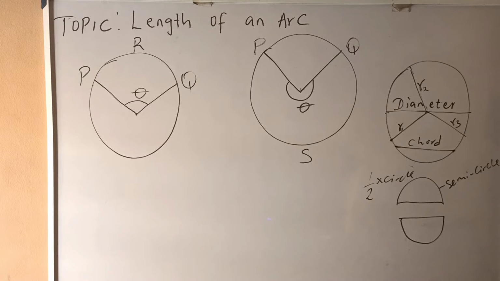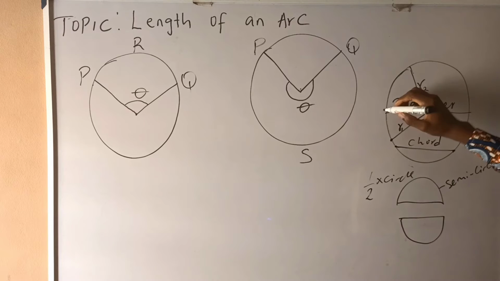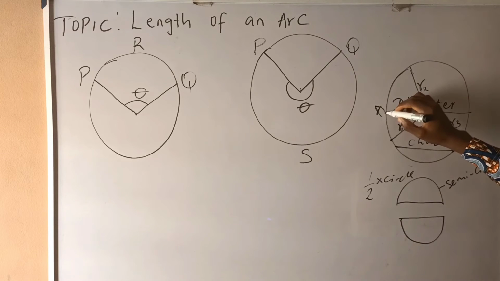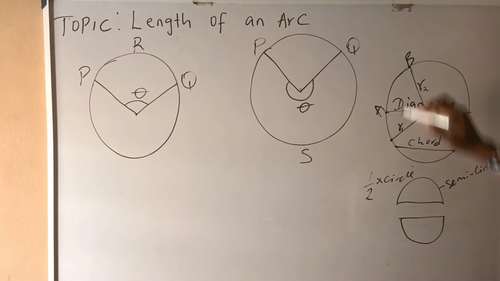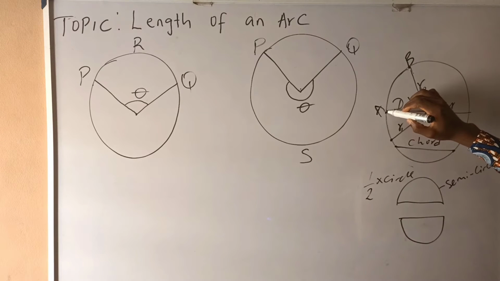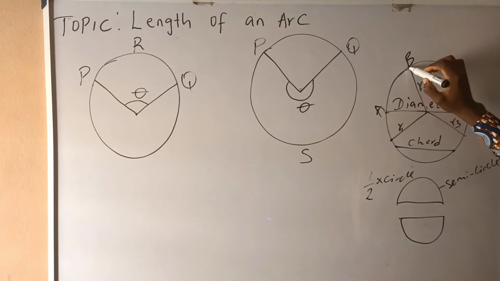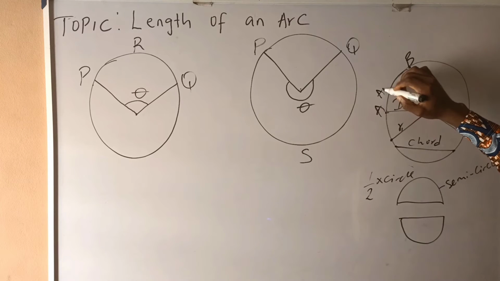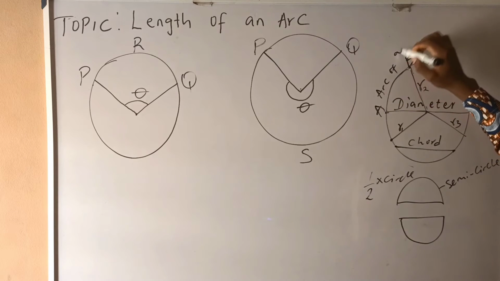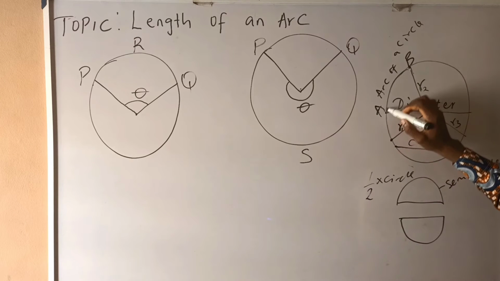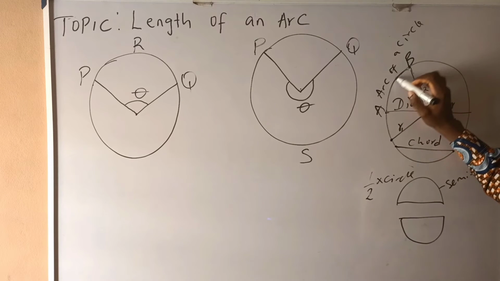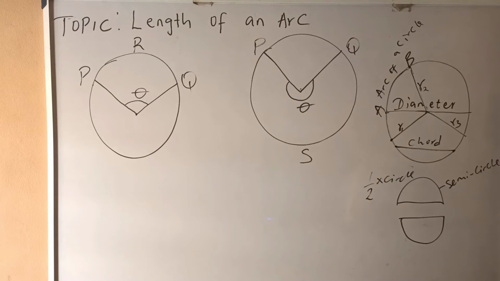Then there is another element you should know about a circle. Let me assume this point to be A, and I assume this point to be B. Then the distance from point A to point B, we call it an arc of a circle. So the distance from point A to point B is called the arc of a circle.